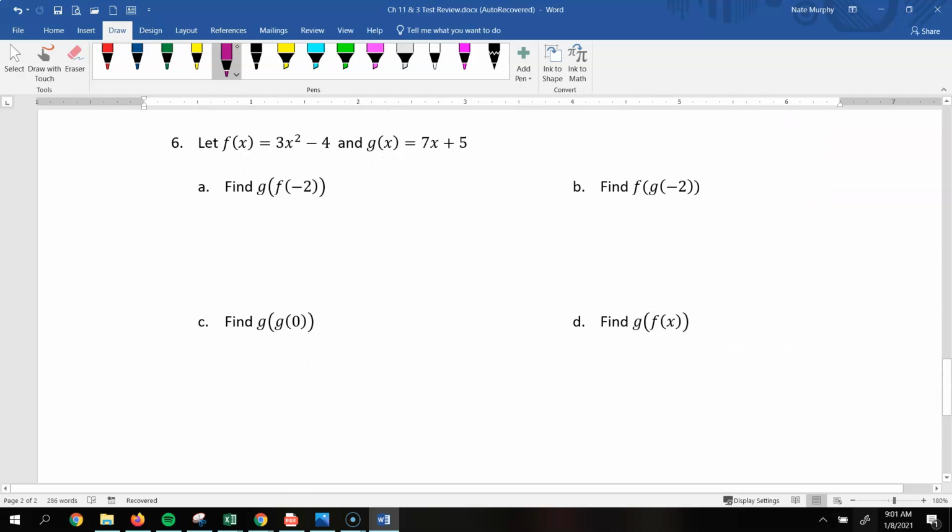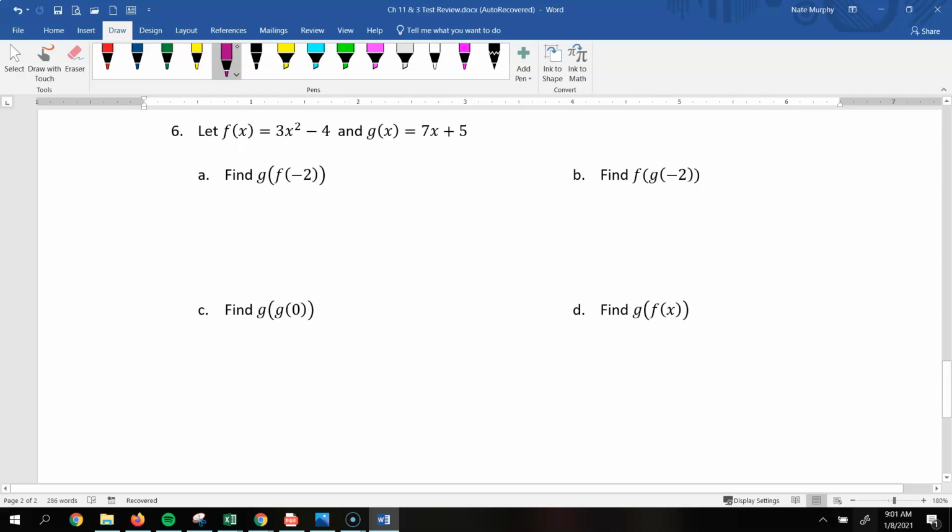All right, number 6. Number 6, this is all about composition of functions. And so the way that we do this, we work our way from the inside out. So I'm going to start with finding f of -2 first, meaning I'm going to put -2 into function f. So we're going to take 3 times -2 squared minus 4.